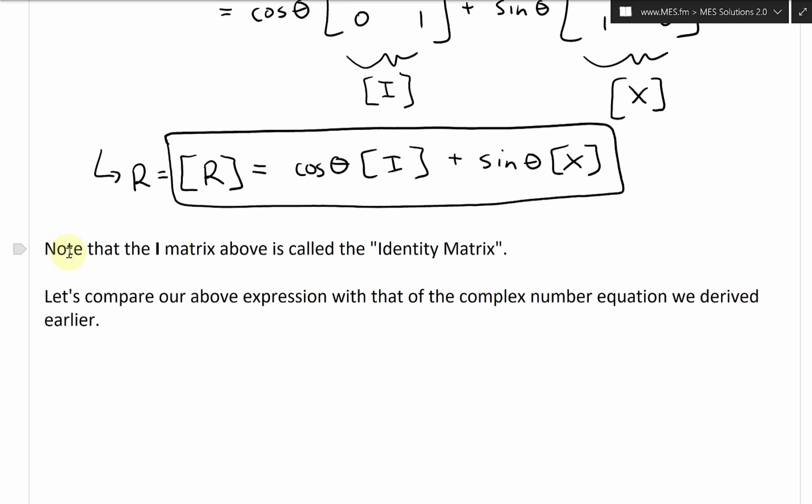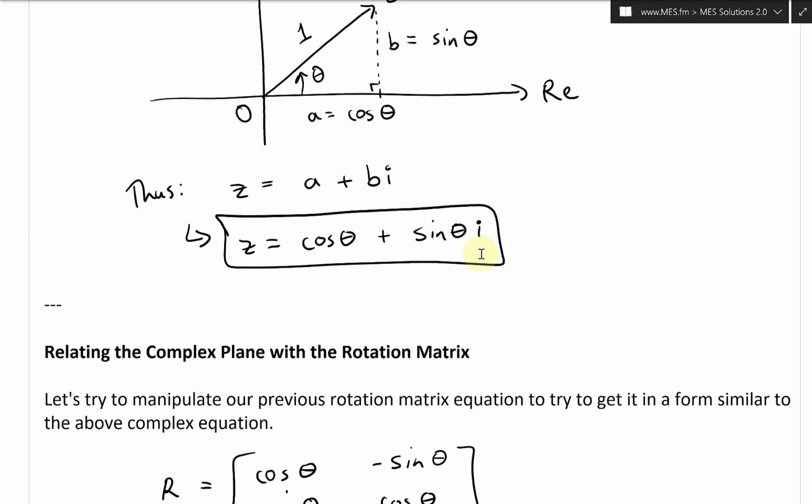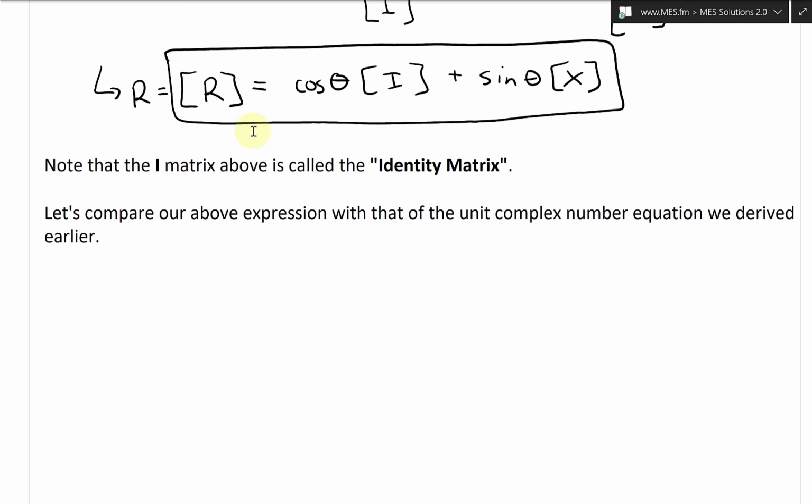Here I just added a note: note that the I matrix above is called the identity matrix. Let's put this in bold. Now let's compare our above expression with the unit complex number, just a unit length one, the complex number equation we derived earlier. So compare that with this setup here. That's z equals cosine theta plus sine theta i. Let's write this out.